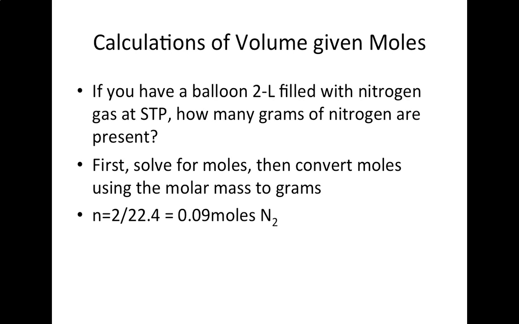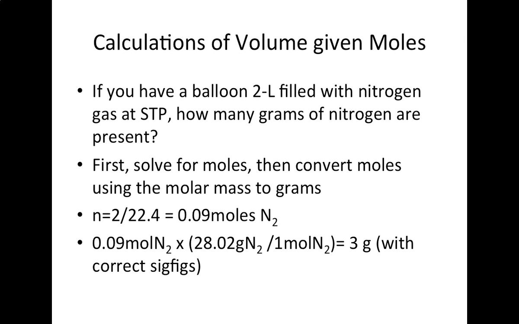I start out with my given. My given here is 0.09 moles. And I multiply that by 28.02 grams for every 1 mole of N2. From the mass of nitrogen on the periodic table, each nitrogen is 14.01, but I have 2 of them, so it's 2 times 14.01. That would be 28.02.